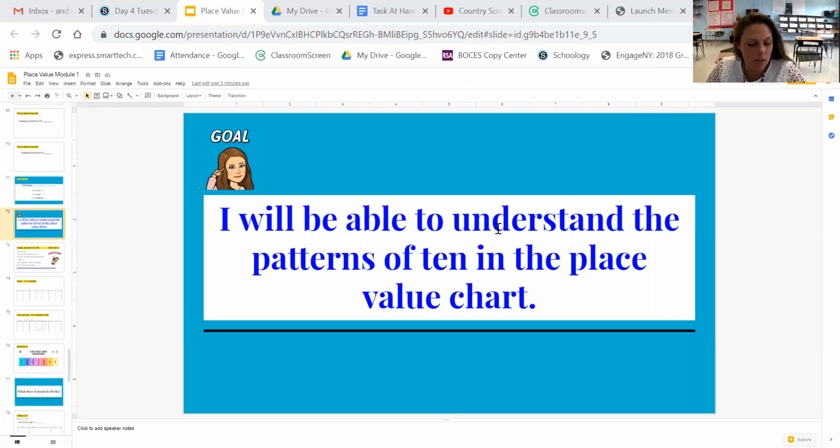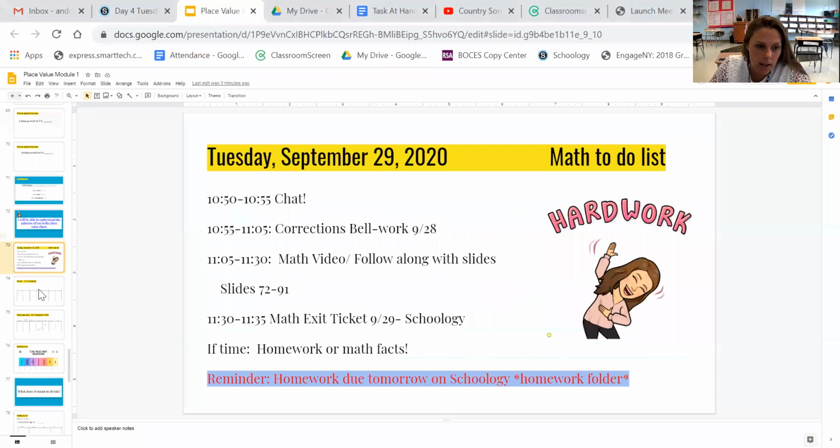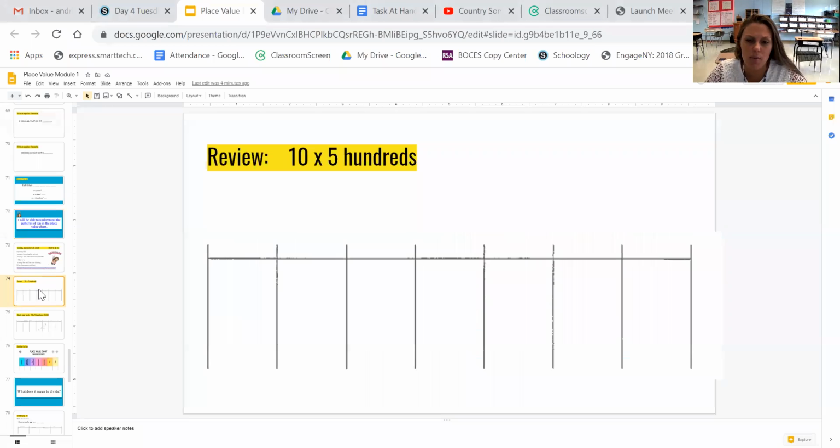Today, we are continuing to talk about the different patterns of 10 in the place value chart. Yesterday, we talked about 10 times as much, where we are moving to the left because numbers were getting bigger. Today, you guessed it, we are going to the right because we're dividing and numbers are getting smaller. So first, let's just start with review.